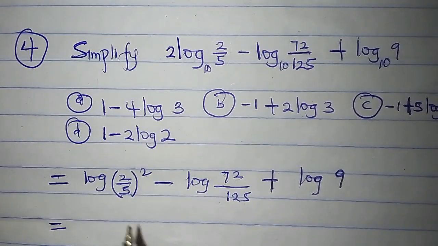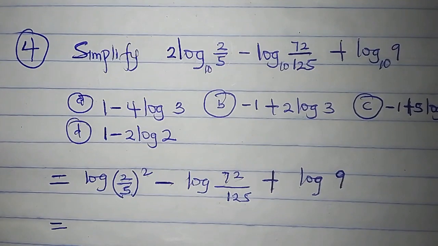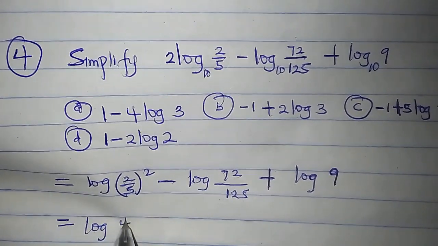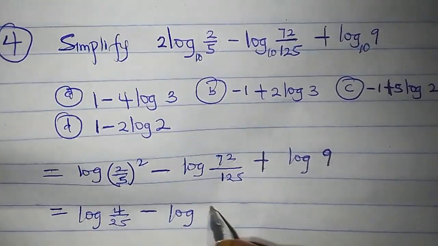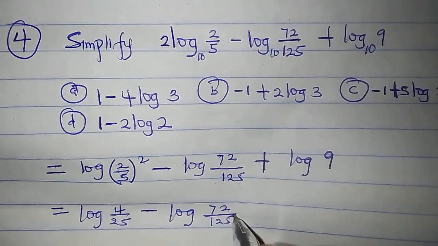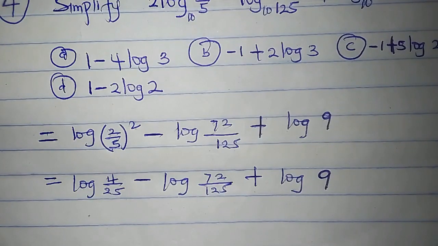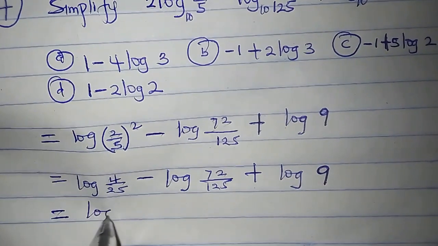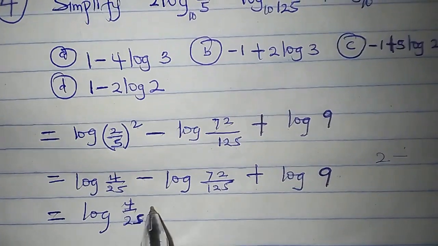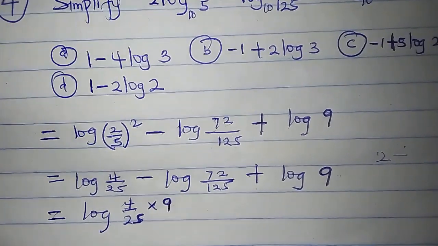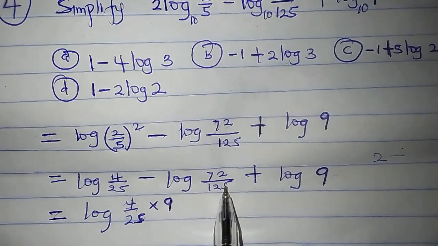So what do we do now? Log 2 over 5 squared: 2 squared is 4, 5 squared is 25. So this is equal to log 4 over 25 minus log 72 over 125 plus log 9. So let's apply the laws of logarithm, the first and second law. Log 4 over 25. Because of this plus, I will multiply by 9. Then because of this minus, I will divide by 72 over 125.